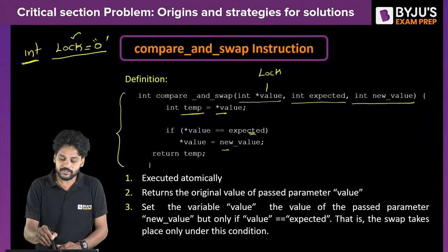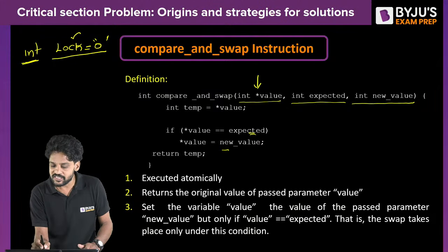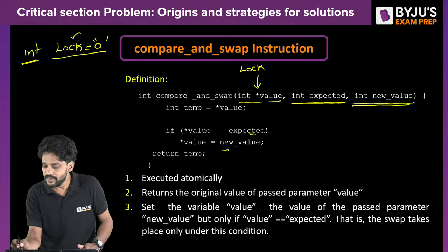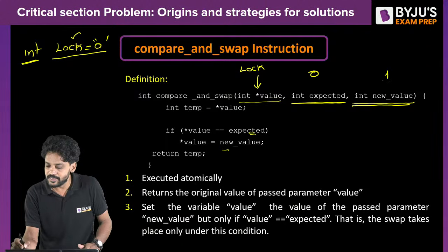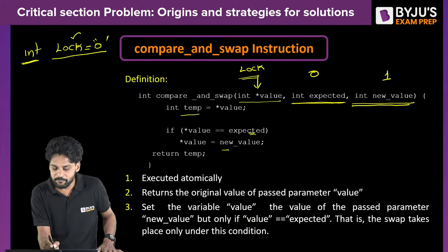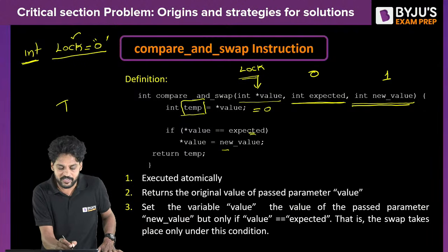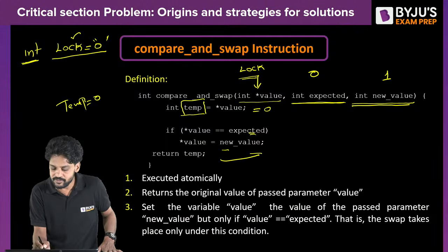Once again, let us have a look at this compare and swap. The int compare and swap function has 3 parameters. One is the value, which is a reference to the lock. Second one is int expected, and then int new value. Here itself I will tell you, expected can be 0 and new value can be equal to 1. Simply, this function states that the initial value of the lock will be passed to a temporary variable. If the lock value is equal to 0, this temp will be equal to 0. Finally, the function returns temp, which is the local variable.